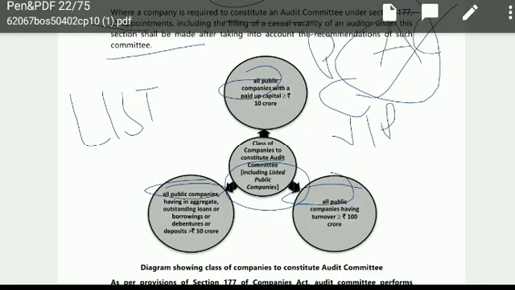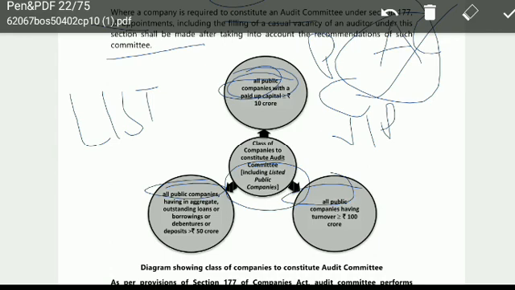And what all is written here? Listed companies. Now they are talking about only public companies. There is not written private limited company. It is only written all public companies. Now what all criteria is applicable on public companies?